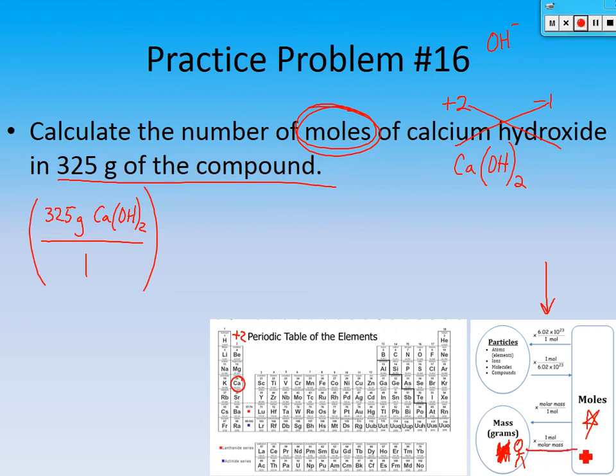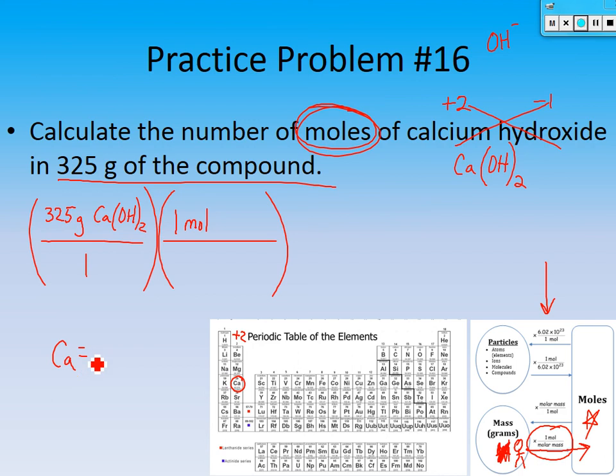So now let's map that out. We're going to take this bottom bridge across, because that one's pointing in the right direction. That means I'm going to times it by that conversion factor. So let's put that on. It says that 1 mole goes on top, and the molar mass goes on the bottom.